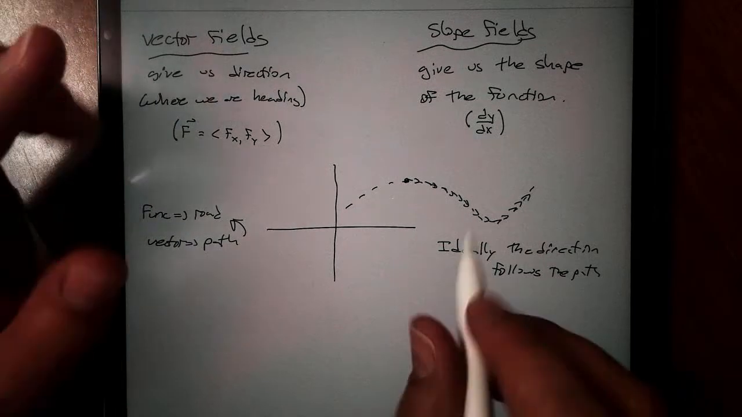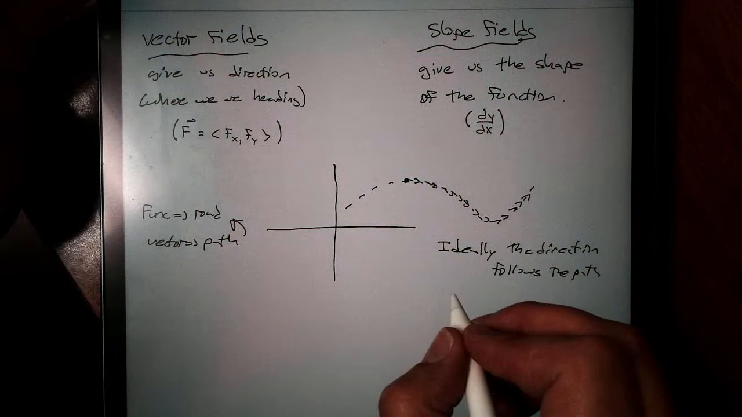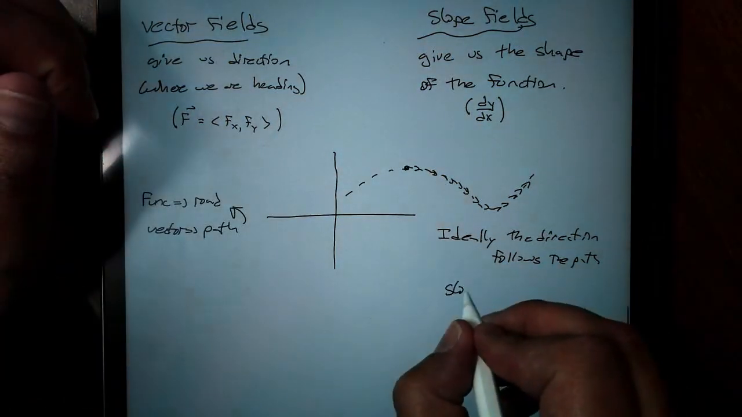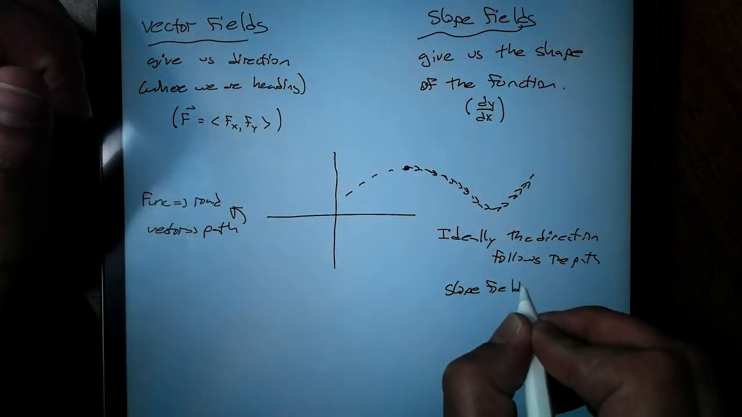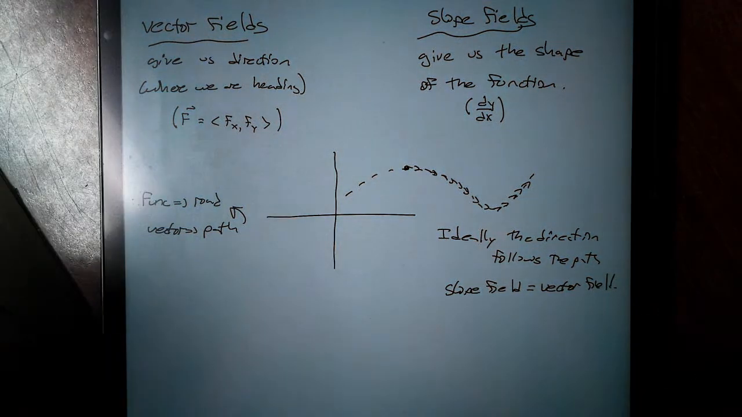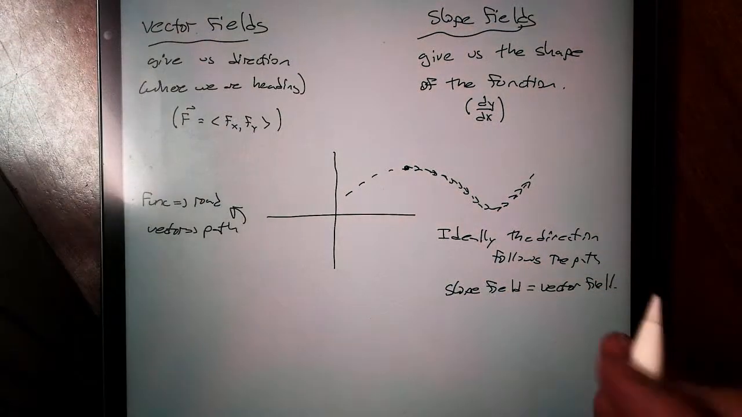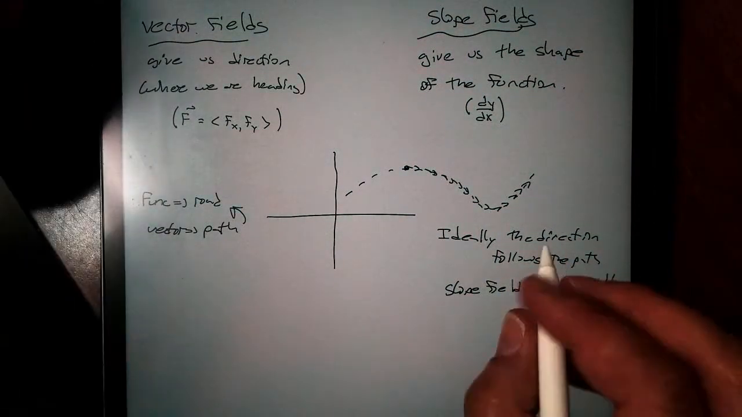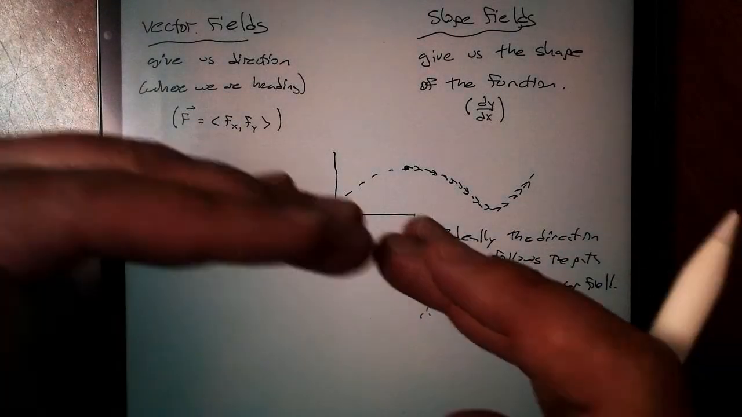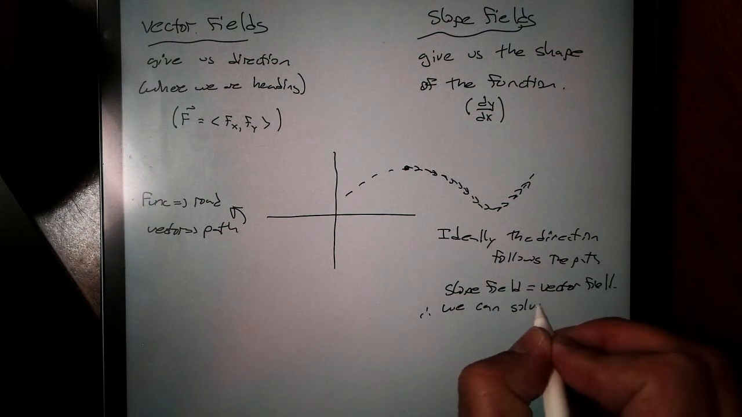In other words, we would say our slope field, which we can say is our derivative, will equal our vector field. So the slope field has to equal our vector field. That's the ideal that we want. We want our direction to follow the path. And if this happens, as a result, we can actually solve for the original function. We can solve for the function itself.